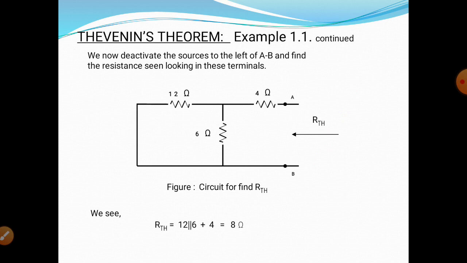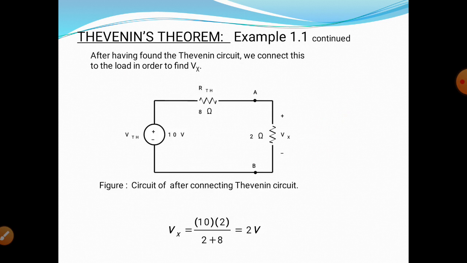In this circuit, the 12 ohm and 6 ohm resistors are connected in parallel, so we apply the parallel formula, 1 by R equals 1 by R1 plus 1 by R2. This parallel combination is connected in series with the 4 ohm resistance, so we get the value of R Thevenin as 8 ohm. This is the equivalent Thevenin circuit. In each and every Thevenin circuit, V Thevenin is connected in series with R Thevenin.